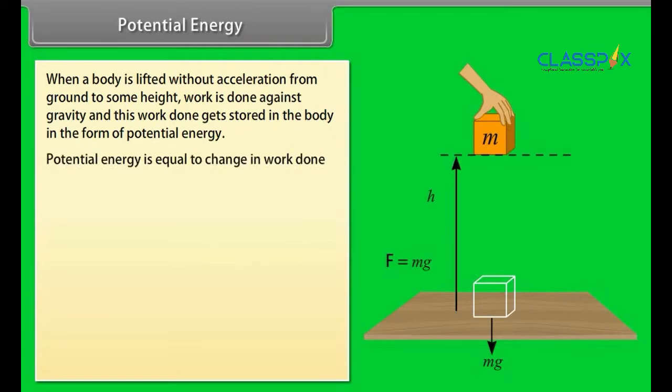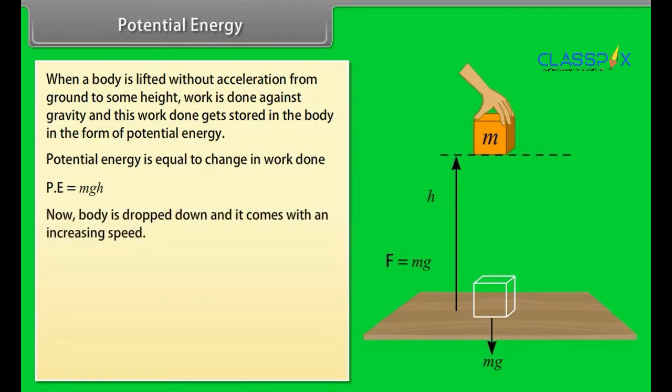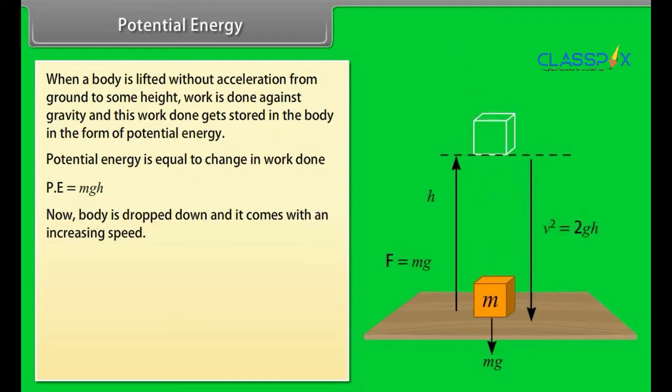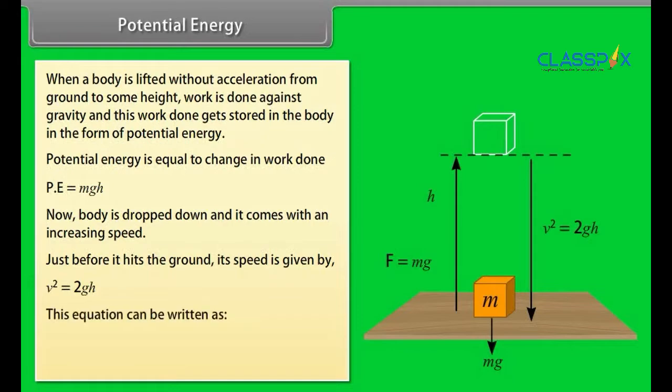Potential energy is equal to the work done. So, potential energy is equal to mgh. Now, the body is dropped down and it comes down with an increasing speed. Just before it hits the ground, its speed is given by v squared equals 2gh. This equation can be written as half mv squared equals mgh.